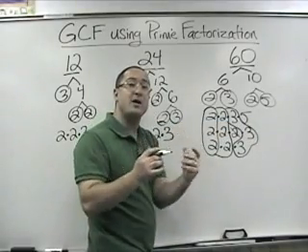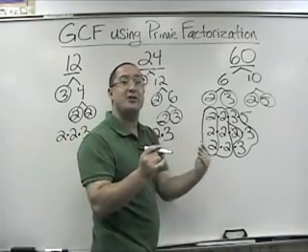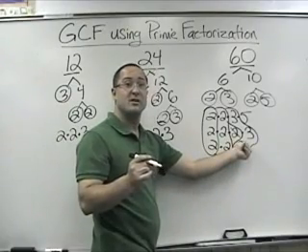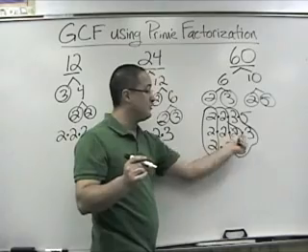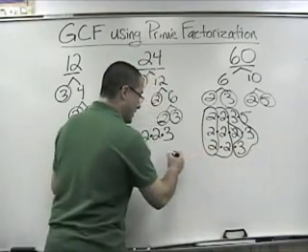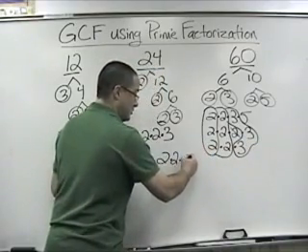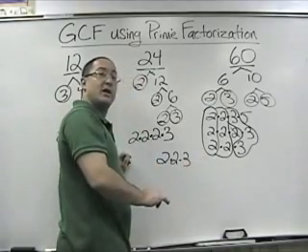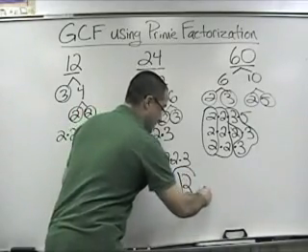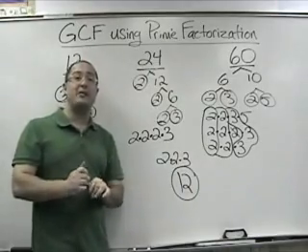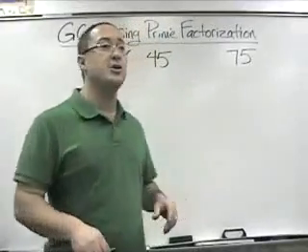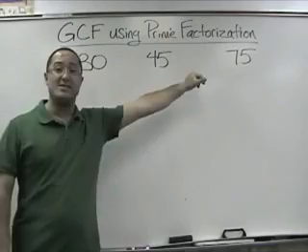So now, what prime numbers and how many of them do they have in common? Well, we have 2 times 2 times 3. You see? 2 times 2 times 3, 2 times 2 times 3, 2 times 2 times 3. They all have 2 times 2 times 3. And what is 2 times 2 times 3? Well, it is 12. And that is the greatest common factor for 12, 24, and 60. It's 12.